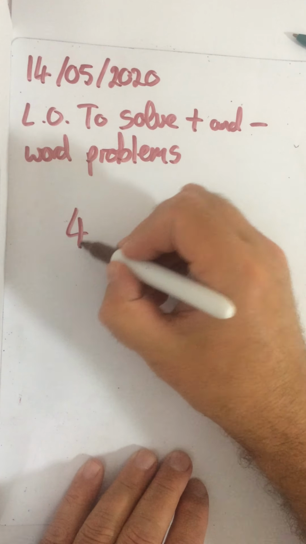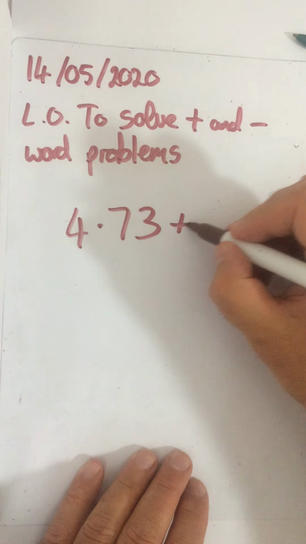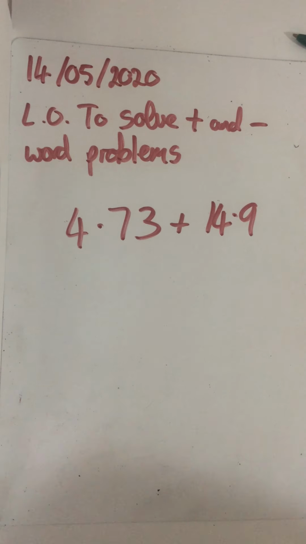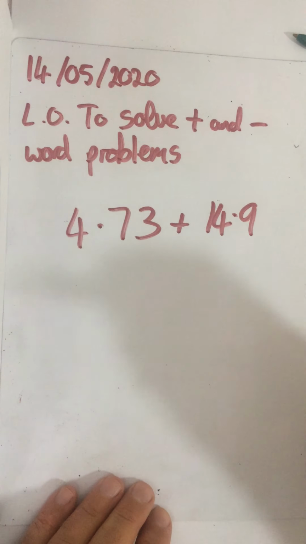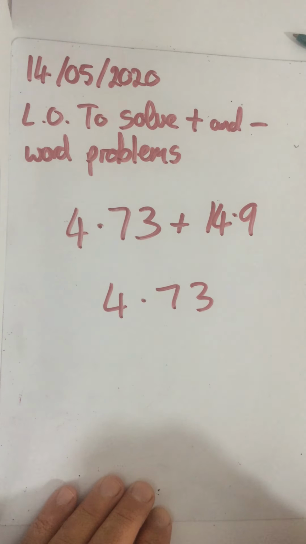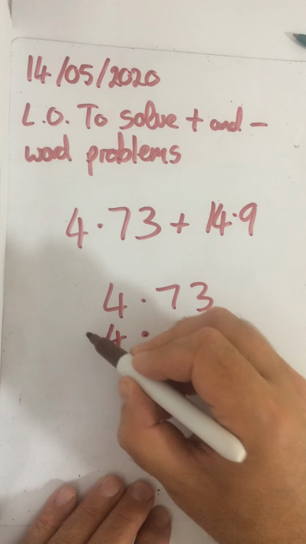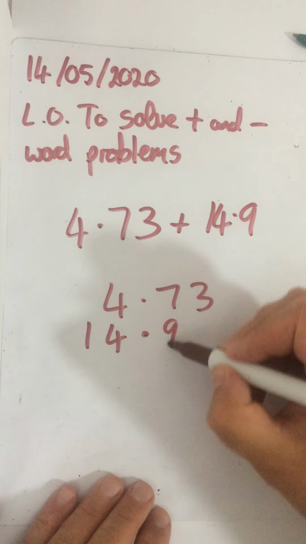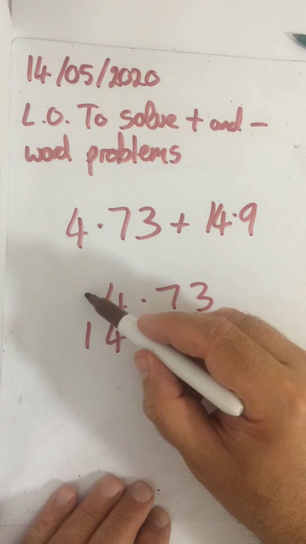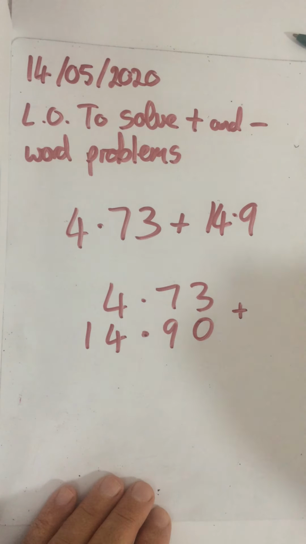If we had something like, I'm going to do it with decimals, 4.73, and we want to add 14.9, okay? Remember, it's all about lining them up properly. So if I do my 4.73, I always have to make sure my decimal points are lined up, that my units are lined up, my tenths are lined up, my hundredths. With this gap, if we want to, we can put a 0 in there, but we don't have to. I like to put a 0, especially with my decimals.